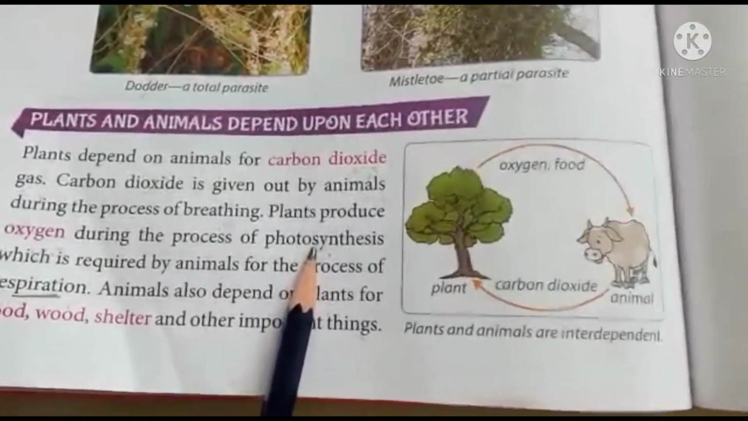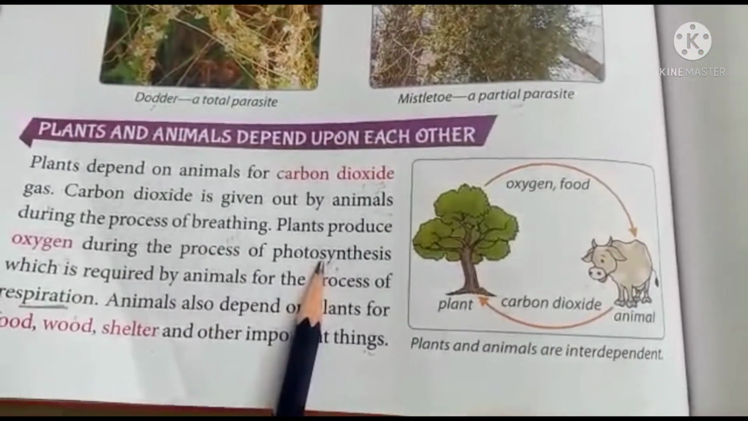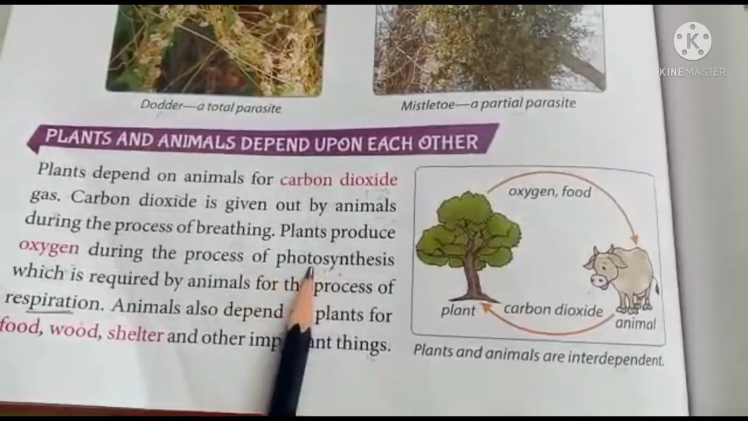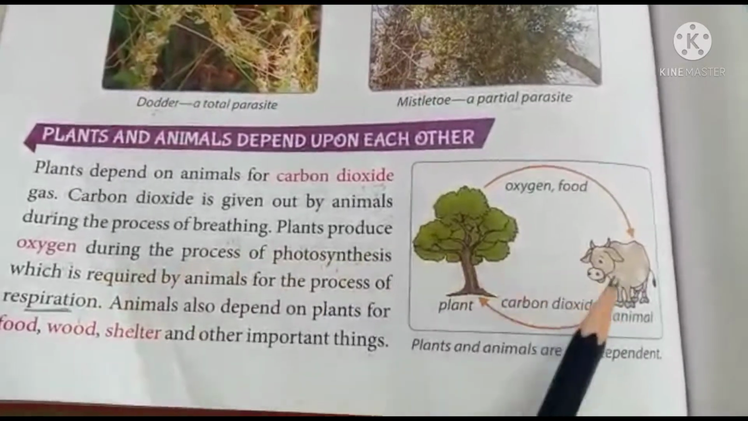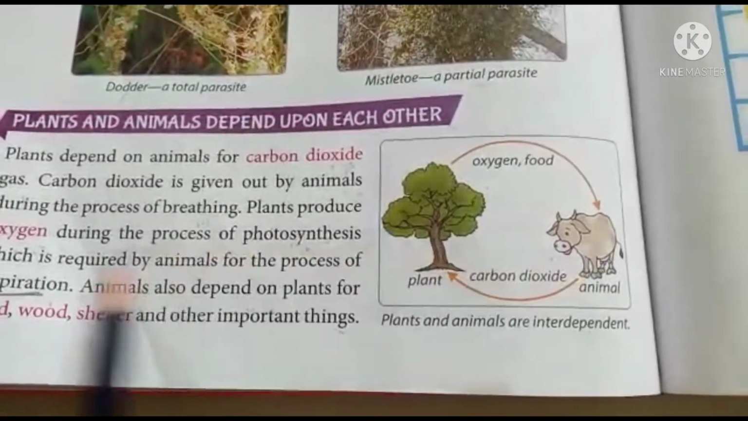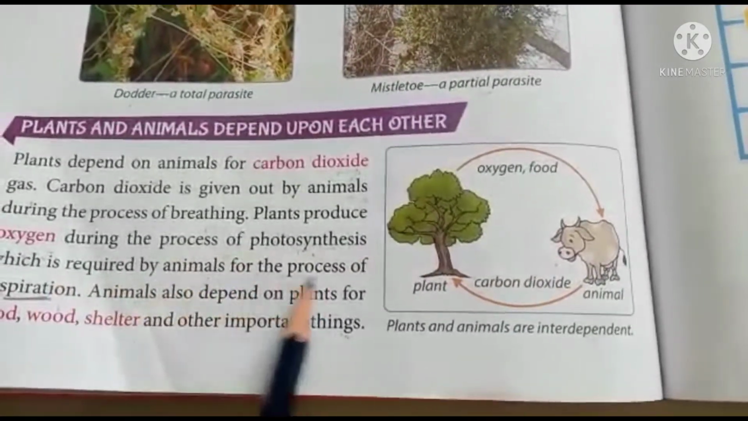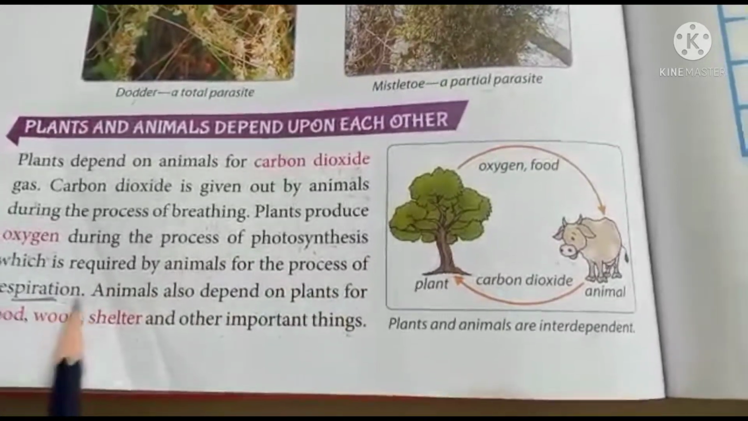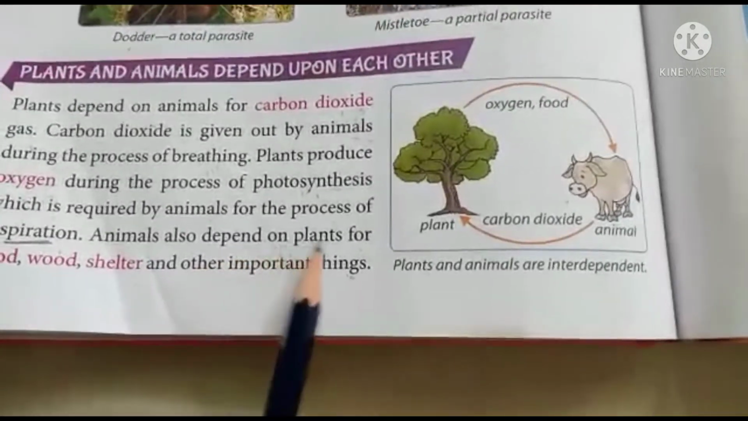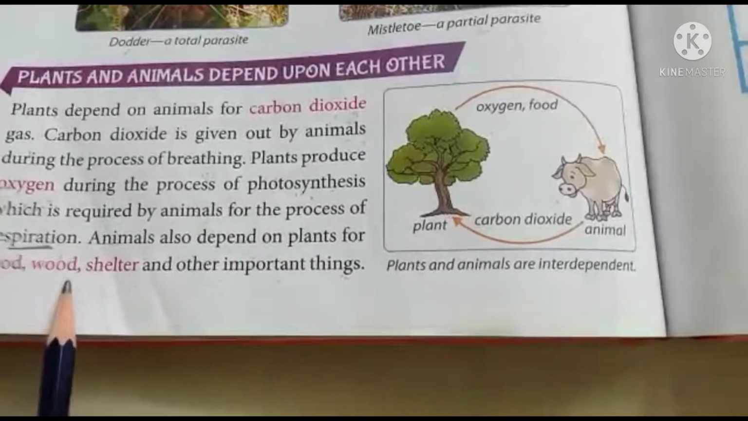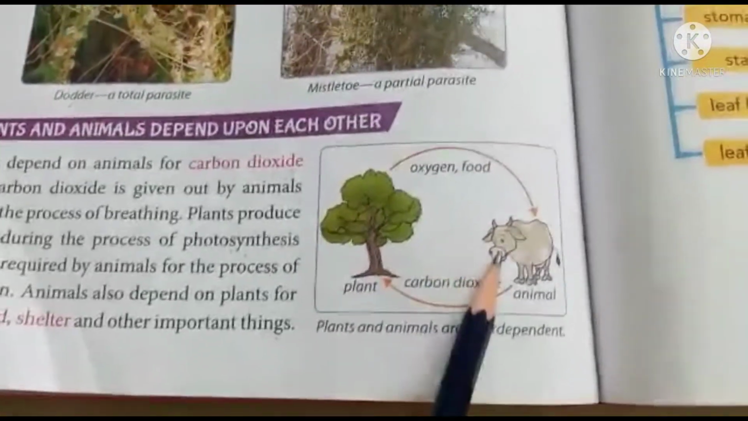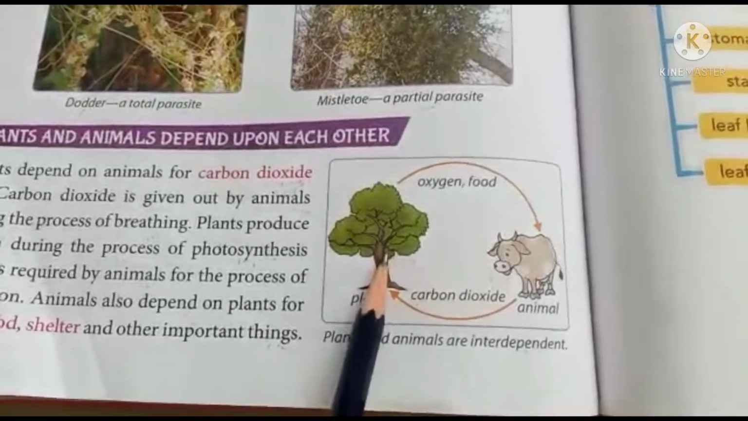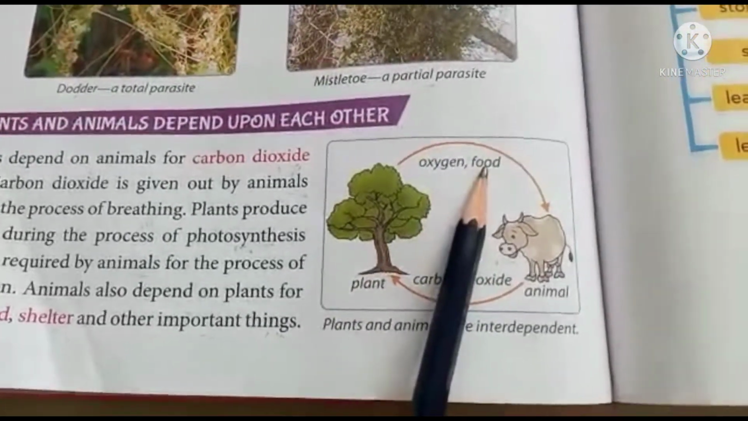Okay, when plants prepare their food, oxygen is released into the atmosphere. This released oxygen is used by animals, which is required by animals for the process of respiration. Animals also depend on plants for food, wood, shelter and other important things. Animals depend on plants for oxygen and food.